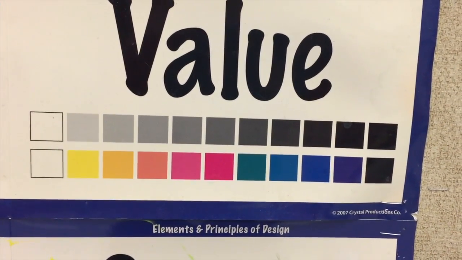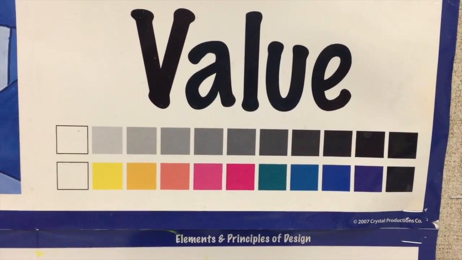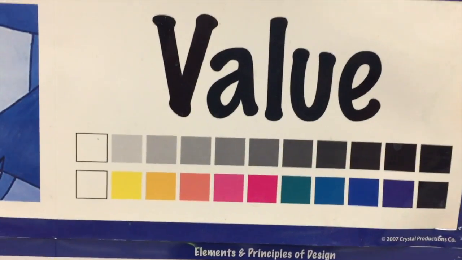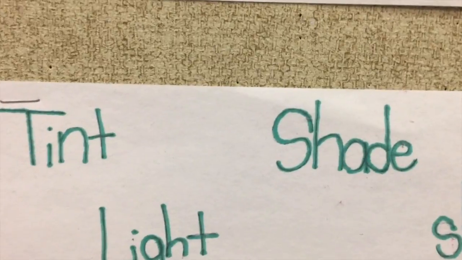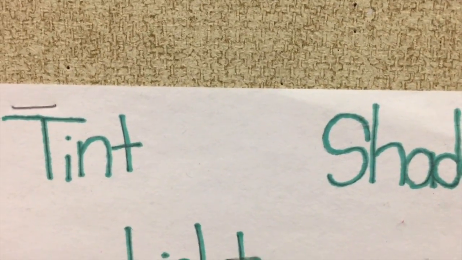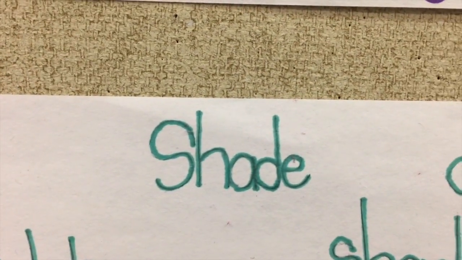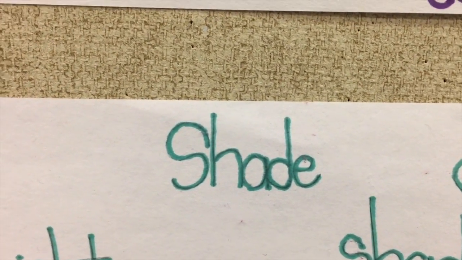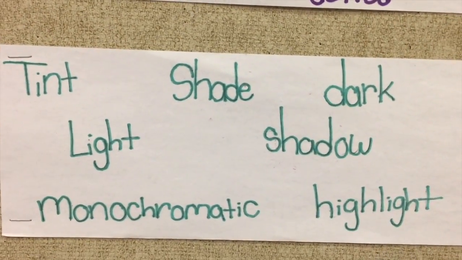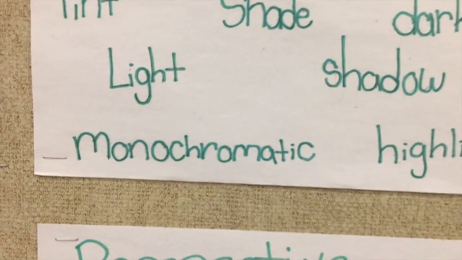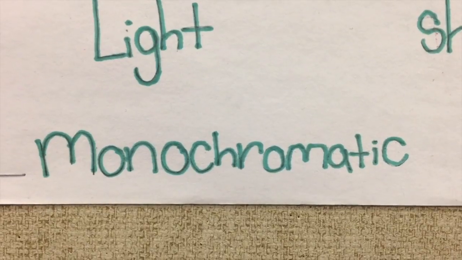The top one is going from light to dark in one color. That's called monochromatic. Value can consist of a tint or a shade. A tint is when you add white to one color. A shade is when you add black to one color. We can have lights and darks and shadows and highlights. Monochromatic means one color.